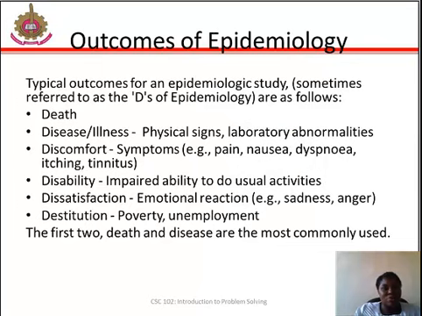Let's look at the outcomes of epidemiology. Typically, outcomes for an epidemiologic study are as follows. It can be death, it can be disease or illness, it can be discomfort, it can be disability, it can be dissatisfaction, and it can be destitution. The first two, that is death and disease, are the most commonly used outcomes.